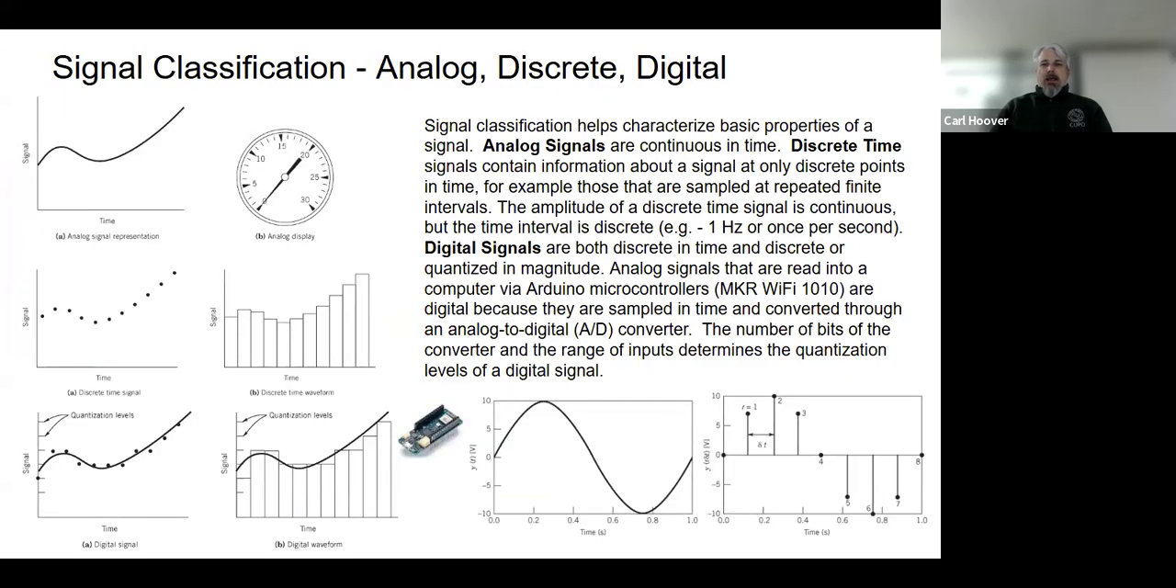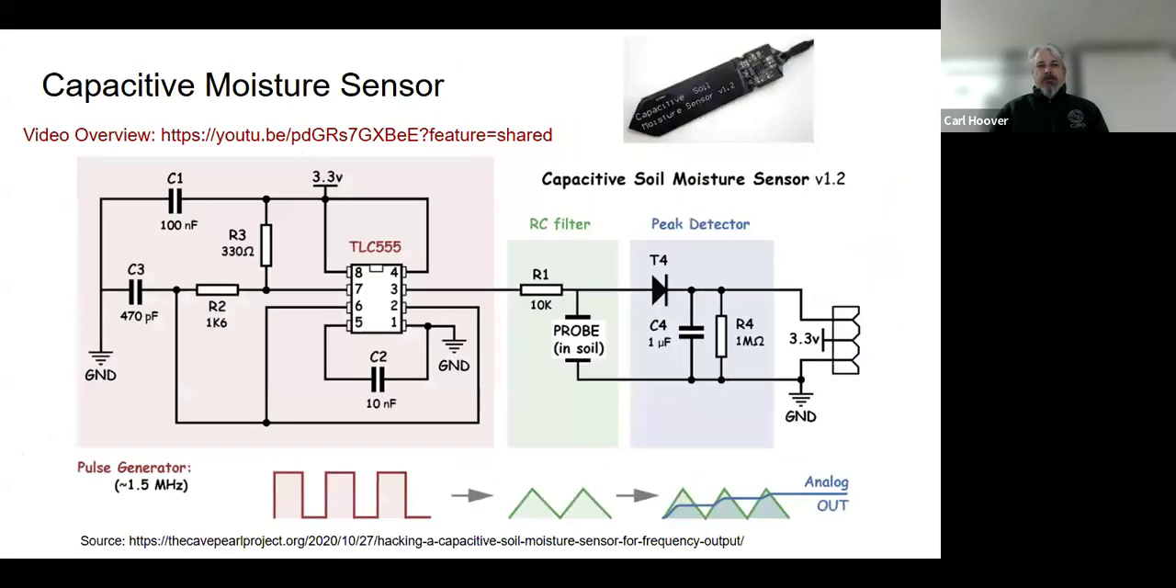Now, signals can be classified in different ways, and the simplest of which is an analog signal. Our moisture sensor starts out as an analog signal, and then because it is converted from an analog to digital converter in the Arduino, it becomes a digital signal because it's discrete in time and in amplitude or quantity. A signal could also just be discrete in time with an analog amplitude and then just sampled in time at fixed frequencies.